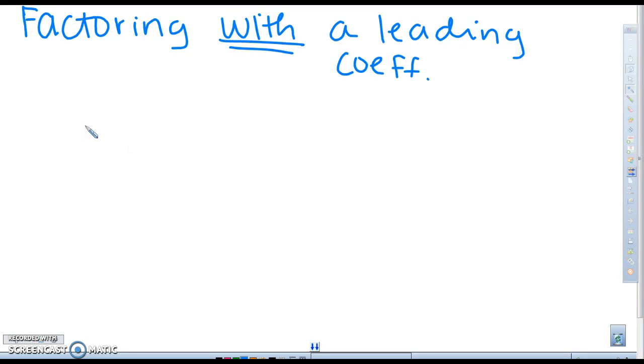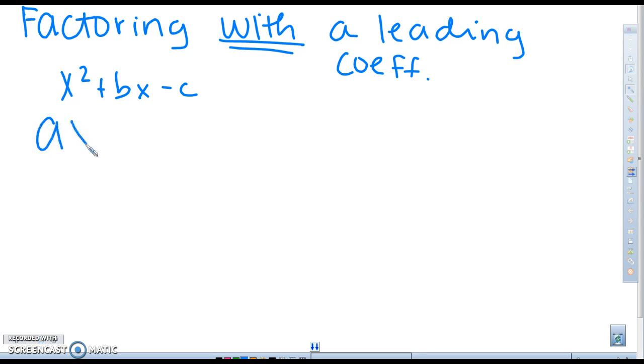Okay, today we're talking about factoring with a leading coefficient. Up to now, we have not had a leading coefficient. If you're wondering what that means, recently we've had stuff like x squared plus bx minus c, with the plus and minuses here, but there's no constant next to this x squared.